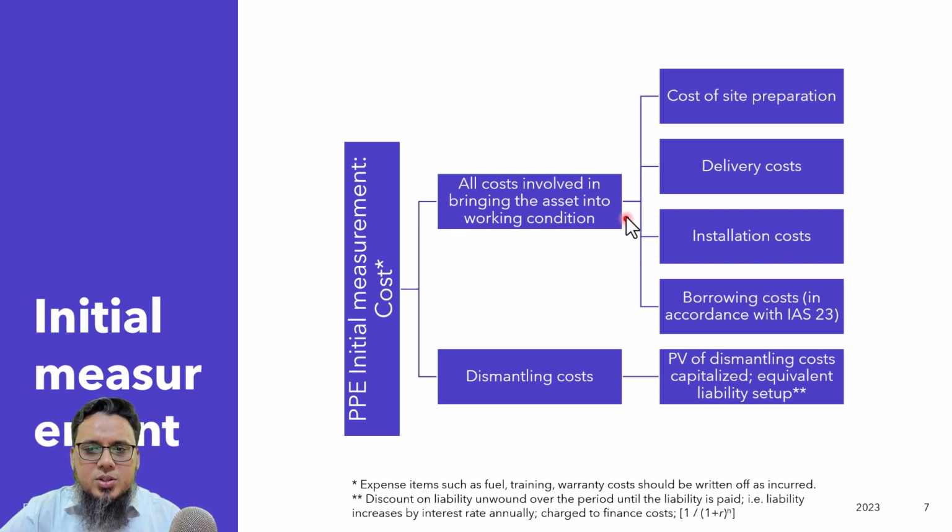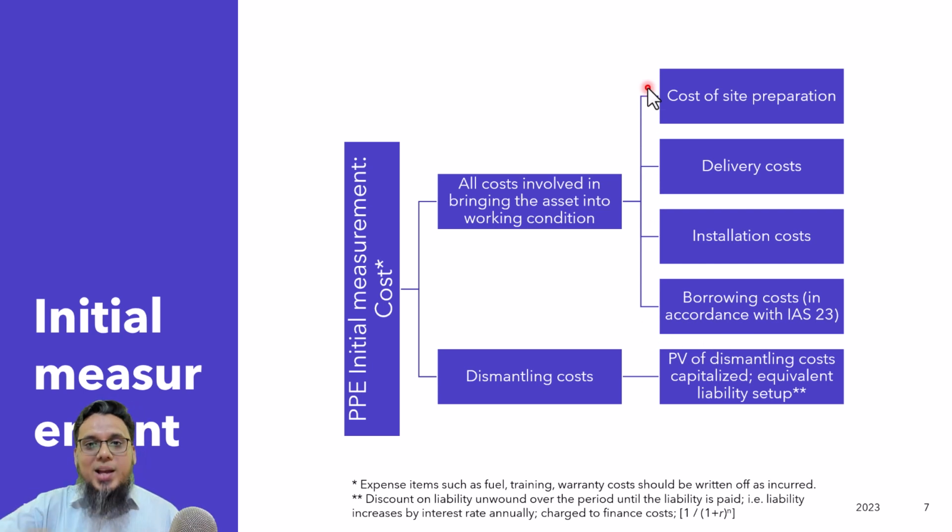A, all costs included in bringing the assets into working condition. That's one. And dismantling costs. So these are two stages. The first one, you can measure reliably today. Obviously, if it's a big asset, you are preparing the site, you have a cost of site preparation, you have the delivery costs. If you're shipping power plant parts from abroad, there are shipment costs, insurance costs, and all the other related costs, installation costs. Then you've got borrowing costs if you are acquiring the asset based on borrowed funds, specifically or from general borrowings. So all of these costs are applicable today.